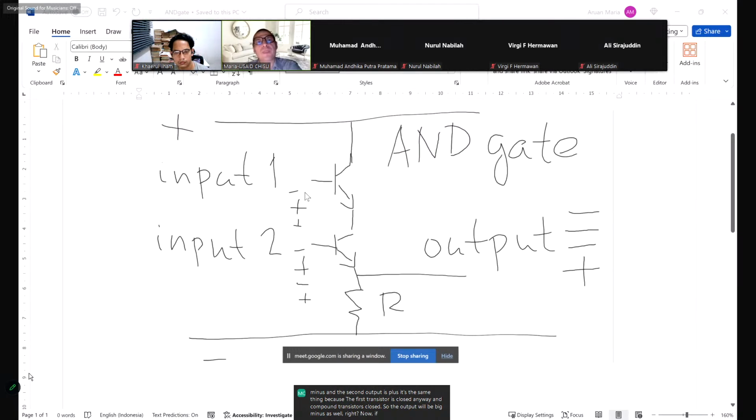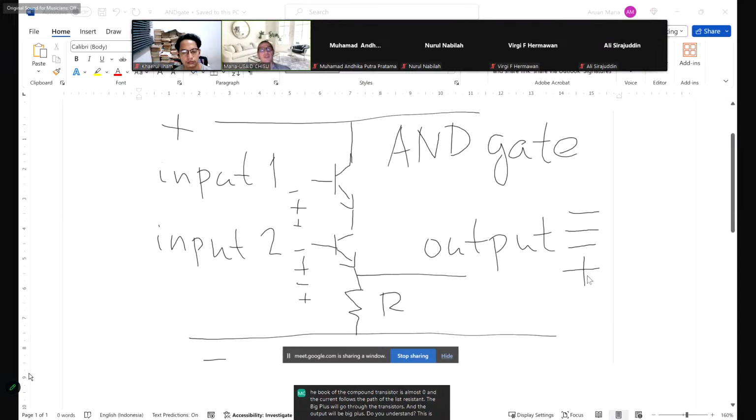Now, if the first transistor is opened and the second is closed, again, it's the same story. So the output will be negative. Output will be false, right? And finally, if both are pluses, then the transistors are both opened. The compound transistor is open. The resistance of the compound transistor is almost zero, and the current follows the path of the least resistance. The big plus will go through the transistors, and the output will be big plus. Do you understand?